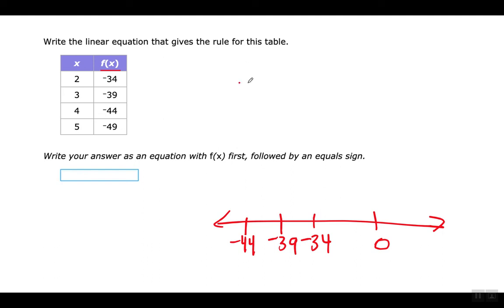Okay? So that means that the slope is going to be negative 5, because what's happening here is you're subtracting 5 from each number. Negative 34 minus 5 is negative 39. Negative 39 minus 5 is negative 44. Look at the number line. When I subtract 5, you always go to the left 5 numbers. So because the slope is going down by 5, it's going to be negative 5.